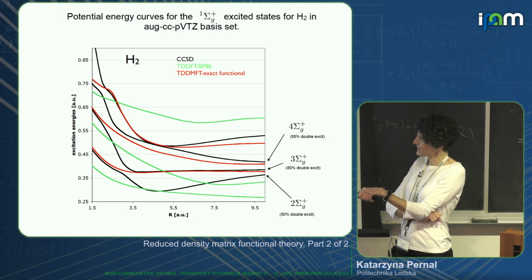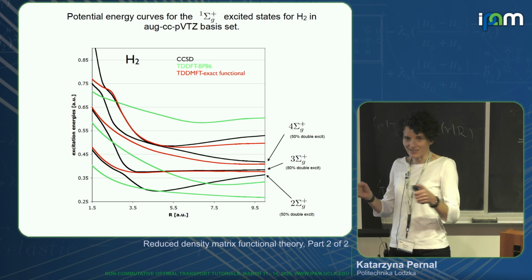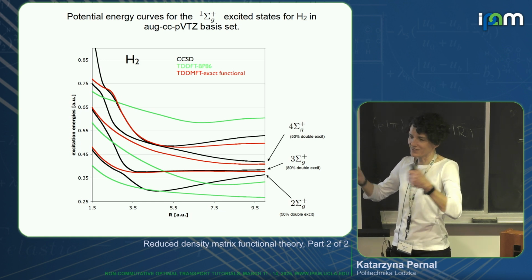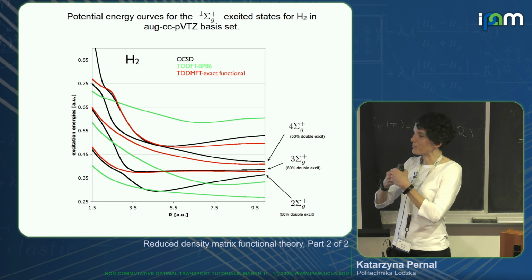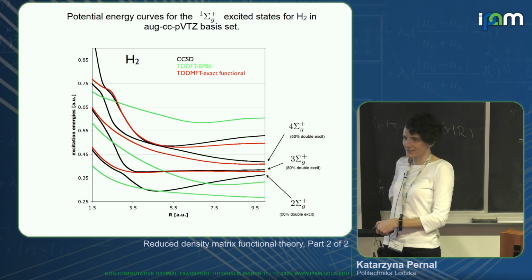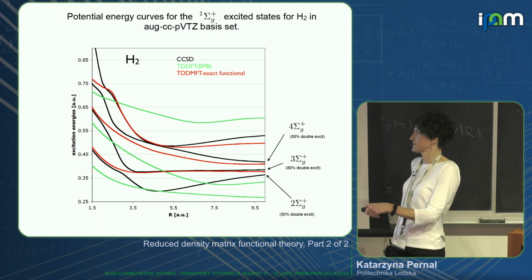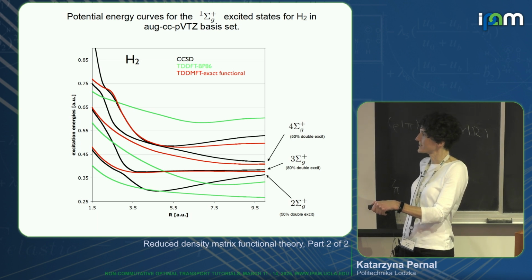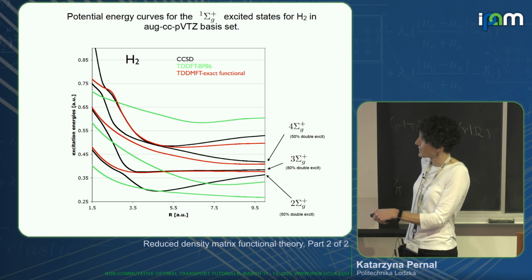So first of all, what do we see here? On the x-axis, this is a bond distance, right? As yesterday, we are stretching the bond, moving two hydrogen atoms apart. When we move along the x-axis, on the y-axis we have excitation energies. We can consider those as energies of excited states of particular symmetry, sigma g.